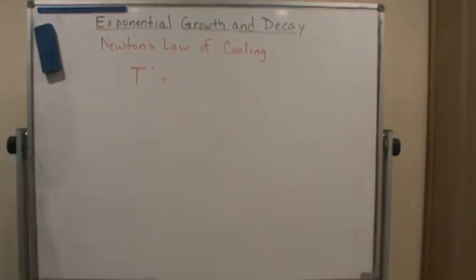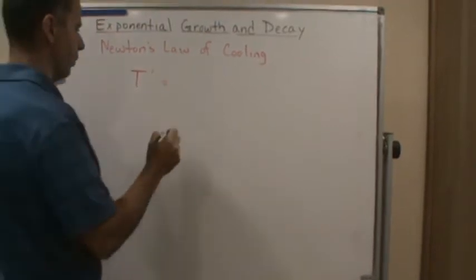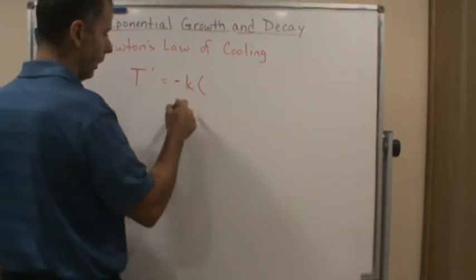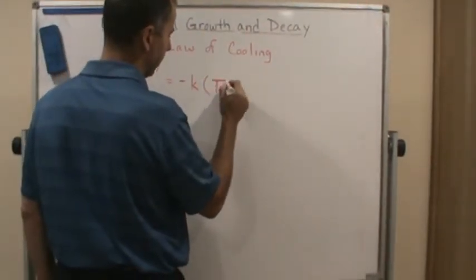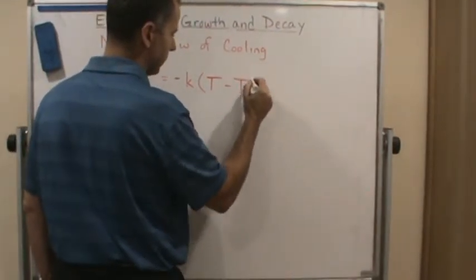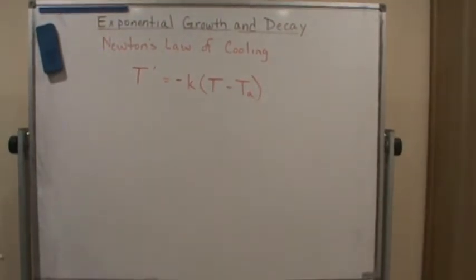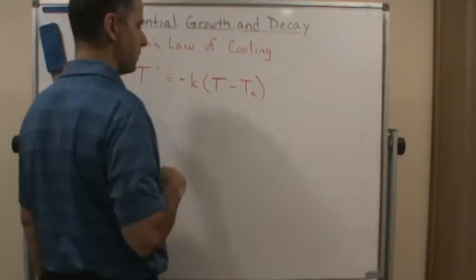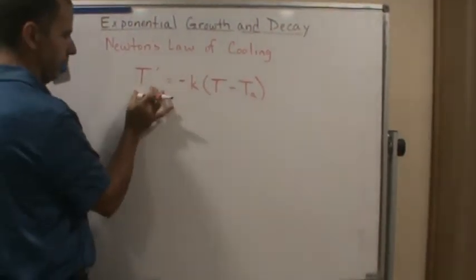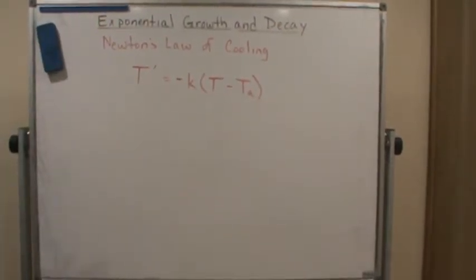if we take the rate, T prime, then we know that this is going to be proportional to the difference between the temperature of the object minus the temperature of its surroundings. So let T represent the temperature of the object, and let T sub A in this case be the temperature of the surroundings. And so this is the rate of cooling. This is what Newton had determined. Okay?